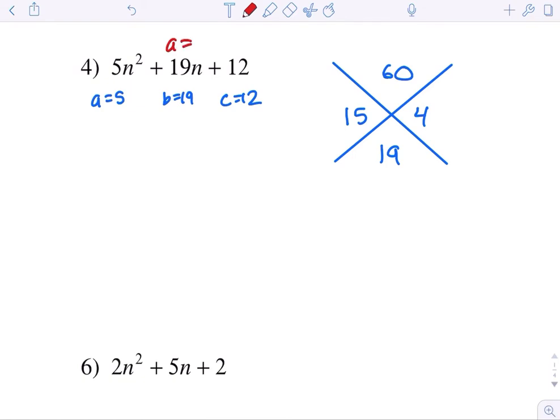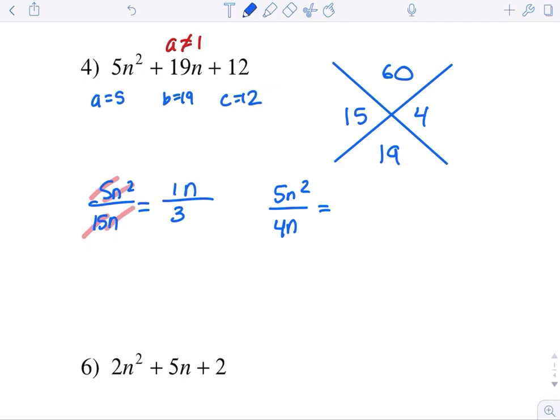A is not 1, so that means we have to write the first term twice, and put the numbers we just found and put an n variable to both. Okay, a 5 could go into those both, so it's going to be 1 over 3, and an n could go into both, so it's just going to be an n. For this one, an n cancels from top and bottom, so you get 5n over 4. Factor n plus 3, 5n plus 4.